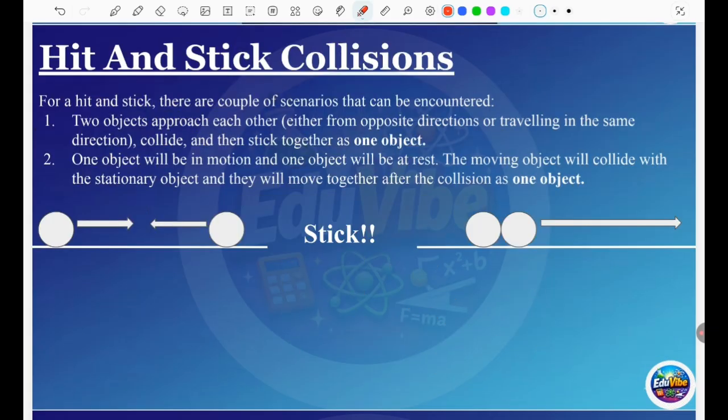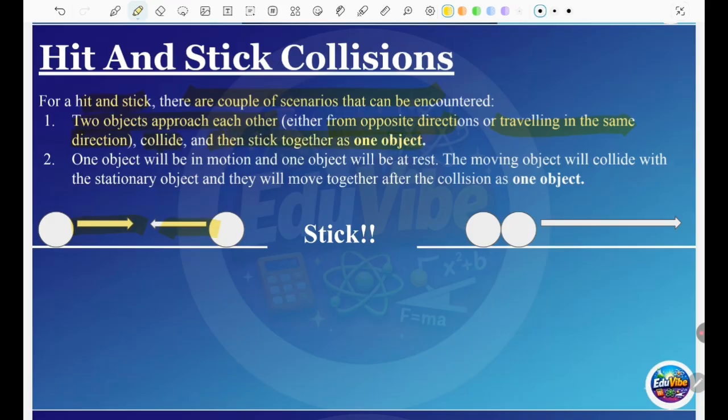Hit and stick collisions now. Hit and stick is a similar one, but in that case, when they collide, they stick together. For hit and stick, there are a couple of scenarios we have to know. If two objects approach each other, either from opposite directions or traveling in the same direction, it doesn't matter.